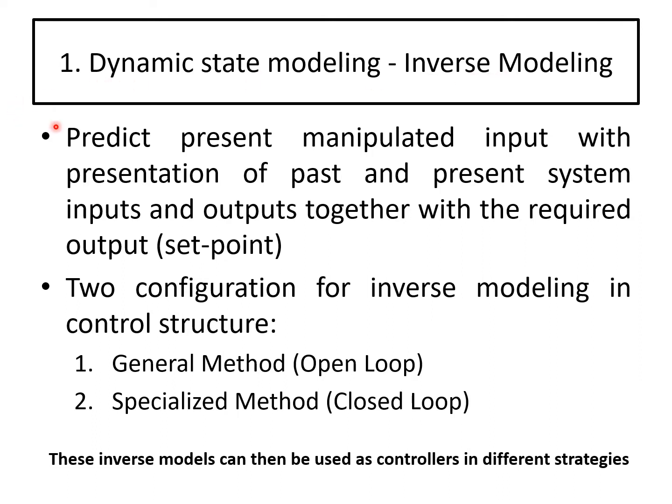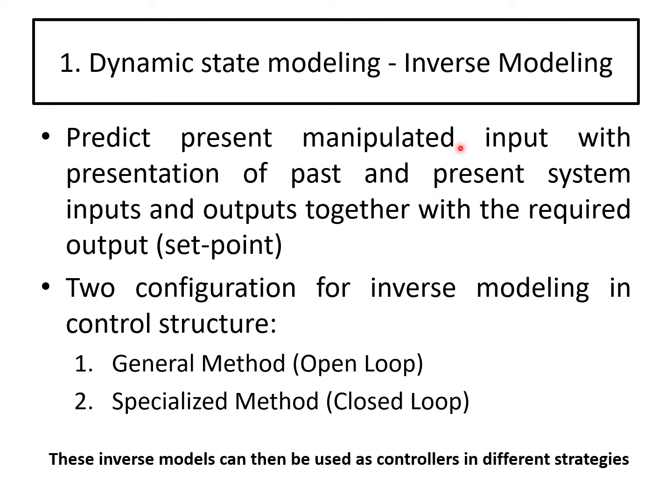What does it mean? It means to predict the present manipulated input with presentation of past and present system inputs and outputs, together with the set point, into the neural network structure. So the input must consist of past and present inputs and outputs and the set point, of course, which is actually the future output that we've seen in the modeling side. We have the y(k+1), the one that we are predicting in the future, the next step. That would basically be the set point for our inverse modeling that is to be used for the controls.